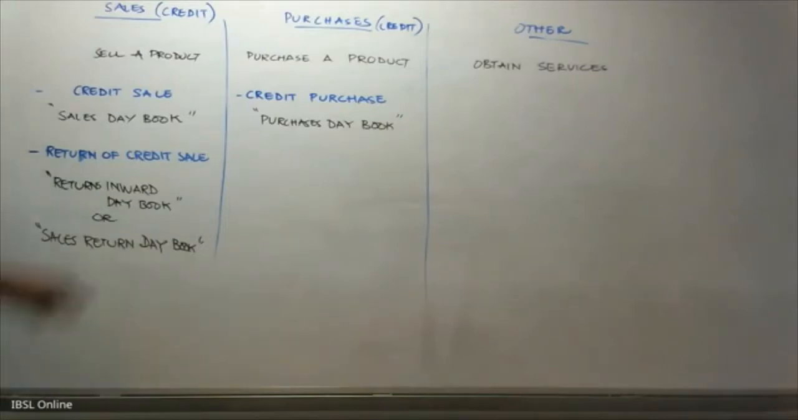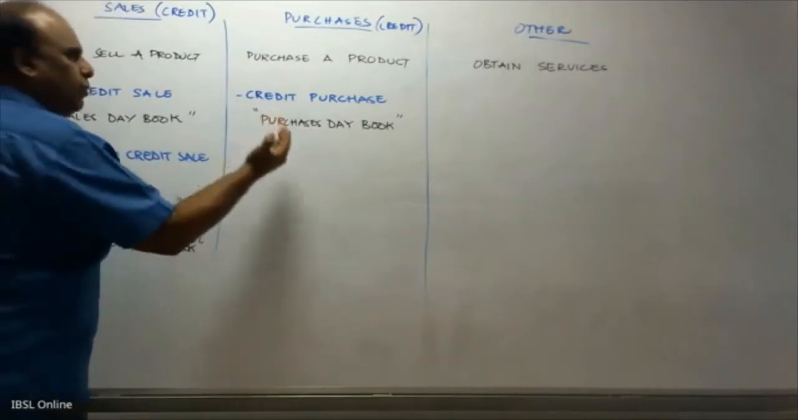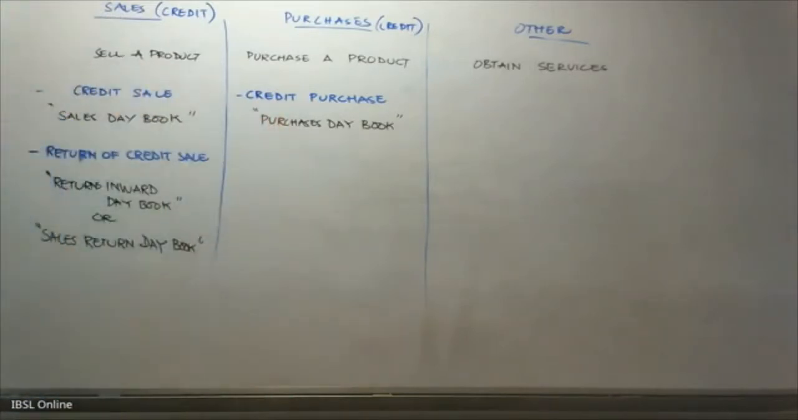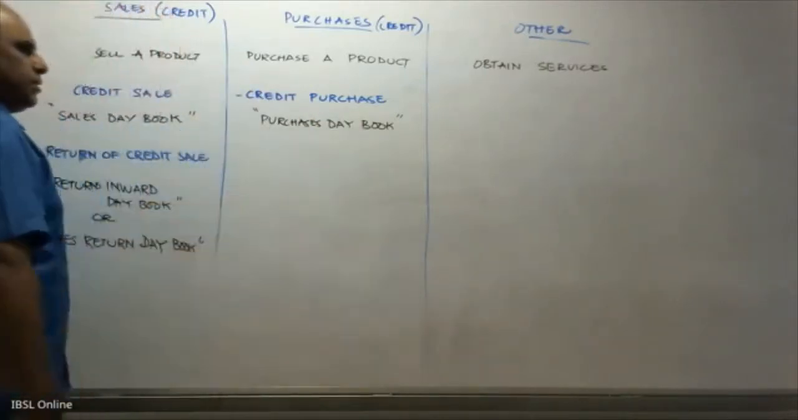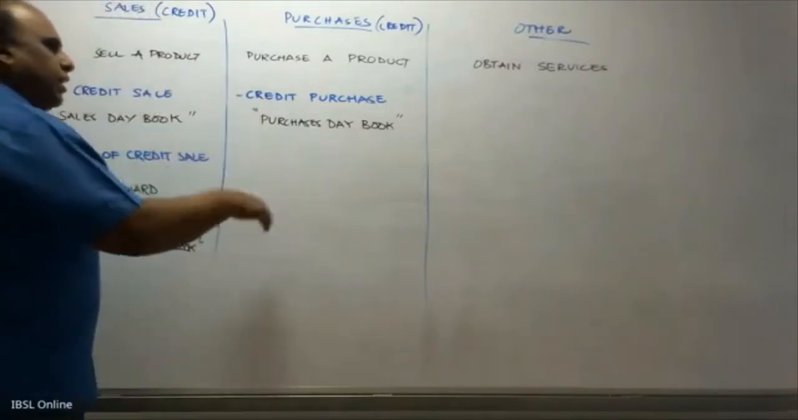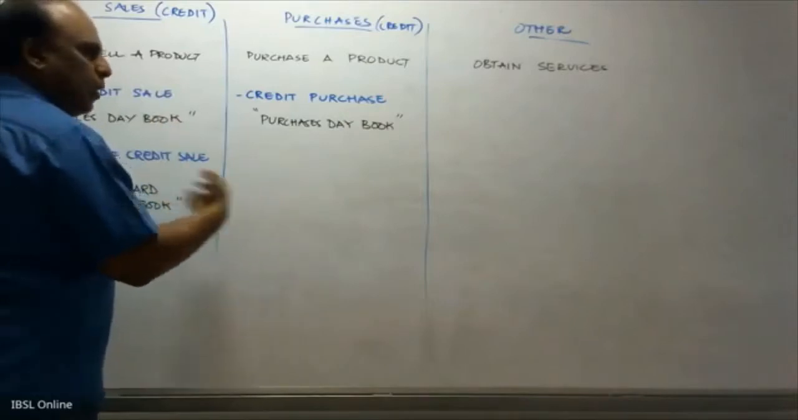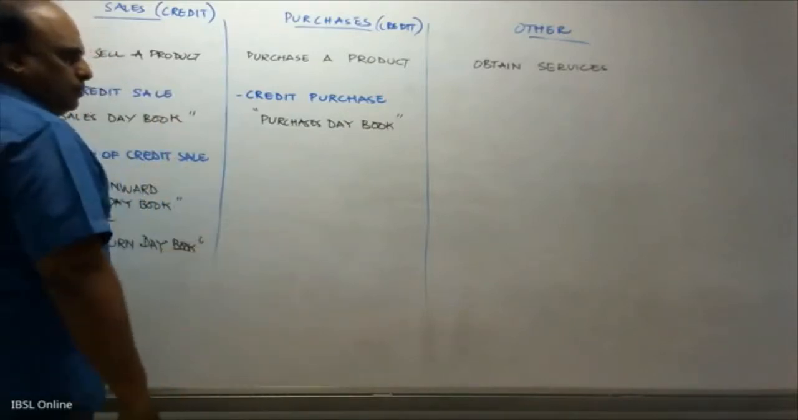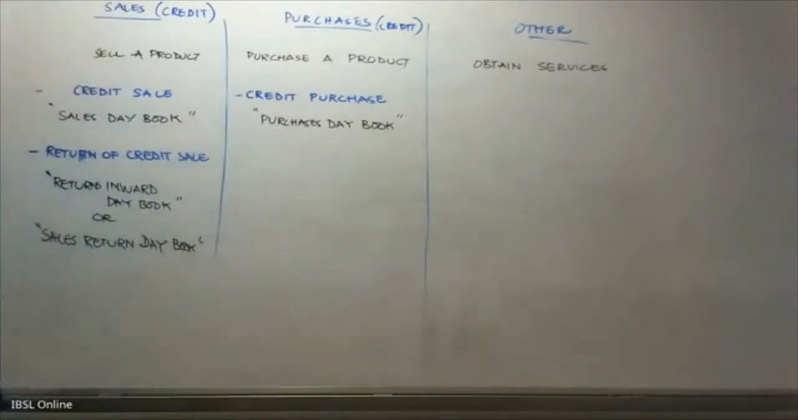Similarly, you do a credit purchase. Let's say you purchase stationery for your business. You go and buy A4 bundles or A4 packets for your business, to print invoices and so on, to be used in your business. But after getting the stationery, you observe that most of the papers are torn. So you don't want to use it. You will go and return it.